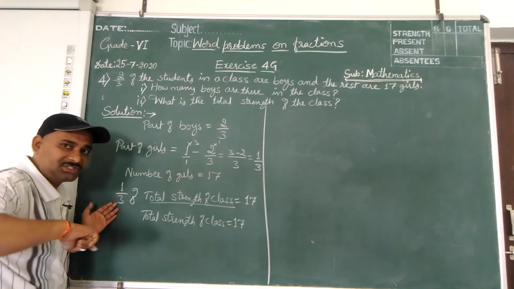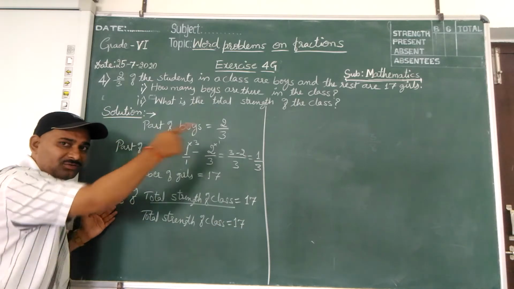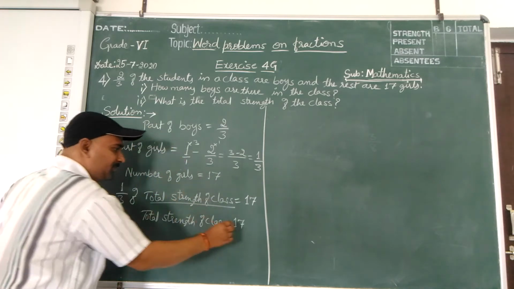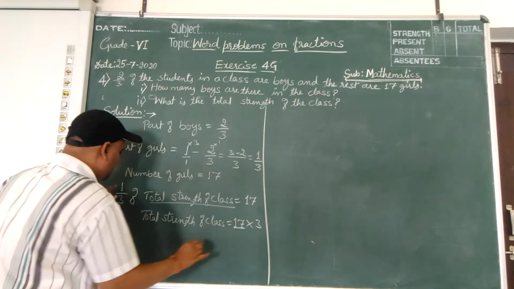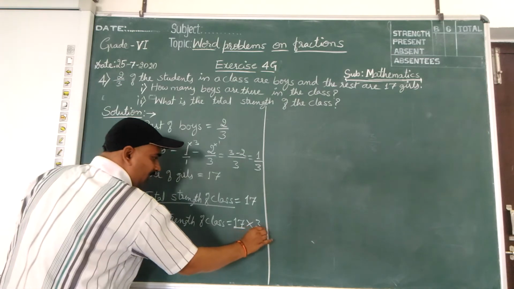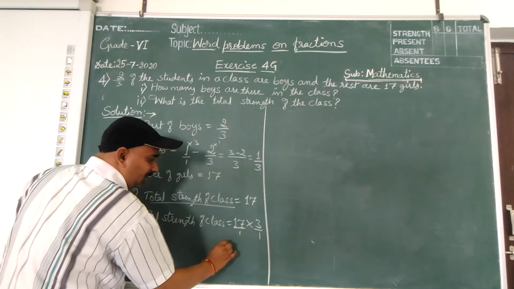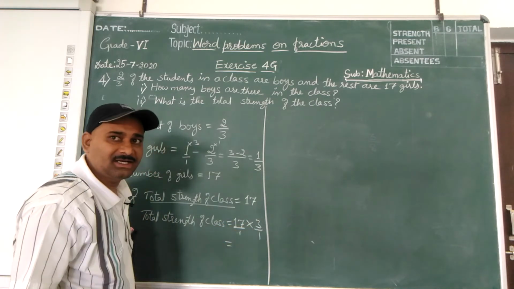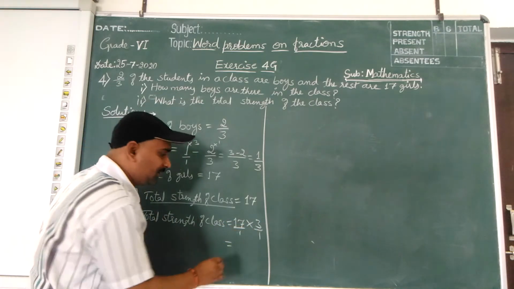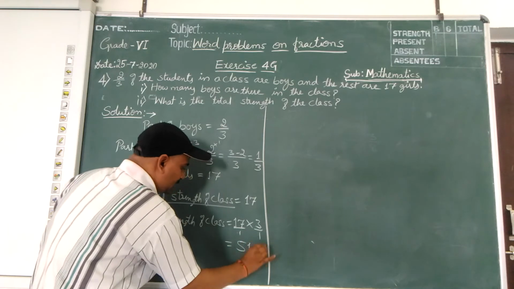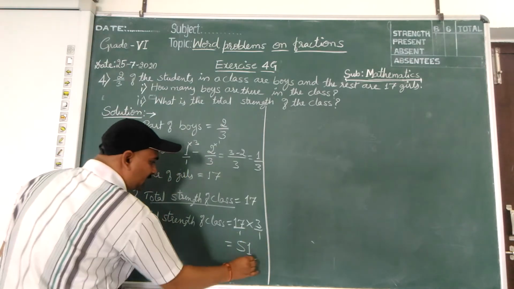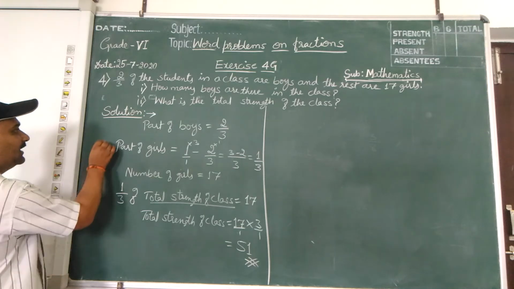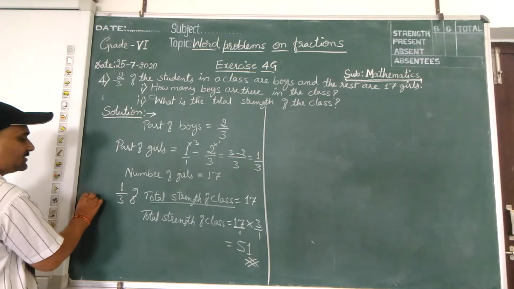In the last question, as we took this 1 by 3 towards the right side, when you take it, 3 goes up to the numerator and numerator 1 comes down. So 1 ones are 1, denominator 1, whether you write it or not, it is the same. So 17 3s are 51. So this is what? Total strength of the class. So this we found actually with what? Second one.